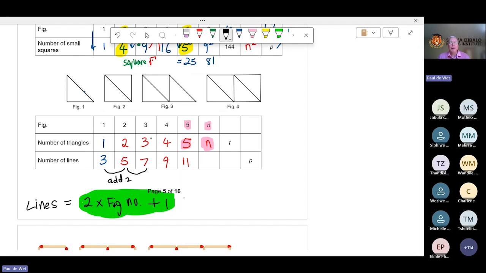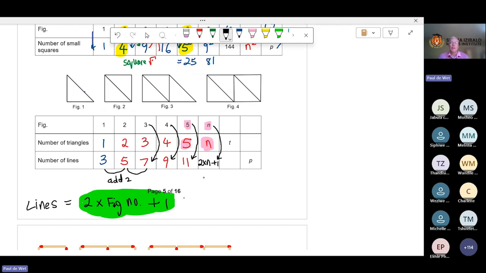Guys, to get from here to here, we take our figure number, we multiply by 2 and add 1. Okay, I just want you to confirm with me that is working. 2 times 4 plus 1, 9. 2 times 5 plus 1, 11. Now, if there's figure number n, it will actually be 2 times n plus 1. Okay, that's what it will be.